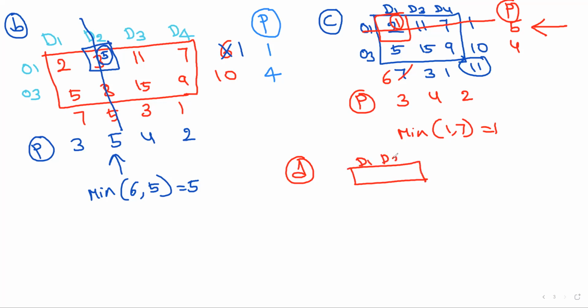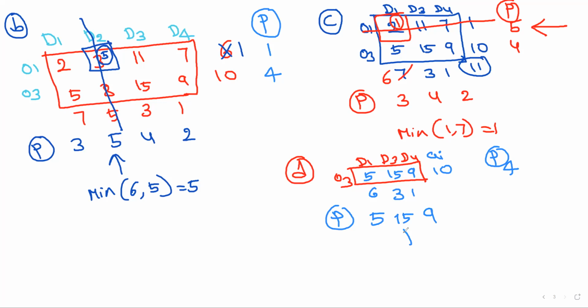D1, D3, D4, O3 only we have. 5, 15, 9. And availability is only 10 here. 6, 3, 1. Now again we have to give the penalties. The least element is 5, next least element 4. 5, 4 difference is 5 and 9 difference is 4. See, to find the difference between two elements, we need two elements. If you have a single element, the penalty is itself only: 5, 15, 9.